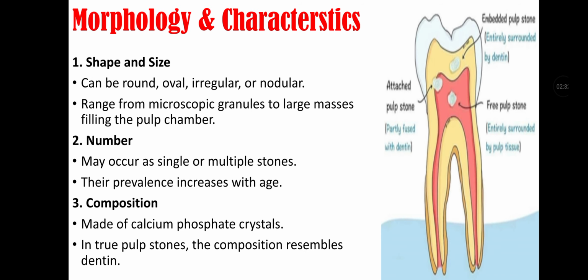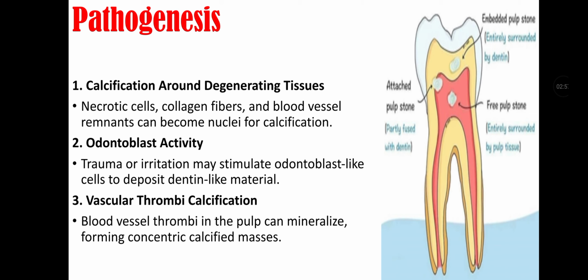Morphology and characteristics of pulp stone. Their shape and size can be round, oval, or irregular or nodular. They range from microscopic granules to large masses filling the pulp chamber. The number of the pulp stone: they may occur as single or multiple stone. Their prevalence increases with age. Composition of pulp stone: they are made of calcium phosphate crystal. In true pulp stones, the composition resembles dentine.